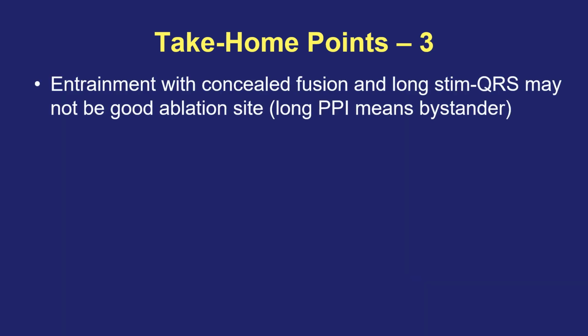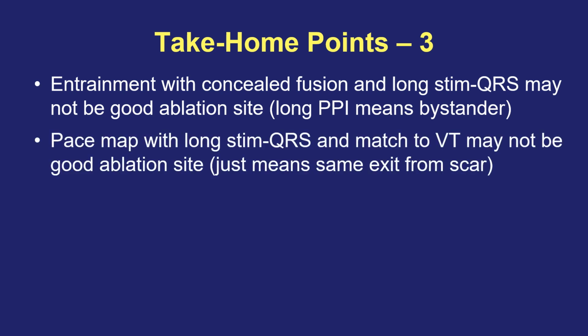Entrainment with concealed fusion, meaning the shape looks the same during pacing as during the ongoing VT, and a long stim to QRS may not be a good ablation site, because if you have a long post-pacing interval, that may mean you're in the site of an inner bystander, and everything looks tempting, but if that PPI is long, it will not work. If you have a pace map during sinus rhythm with a long stim to QRS and it matches the VT, that may not be a good ablation site. It just means you're exiting in the same way. Again, you could be in that bystander. That's not a critical part of the VT circuit.